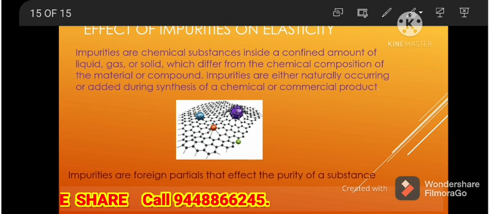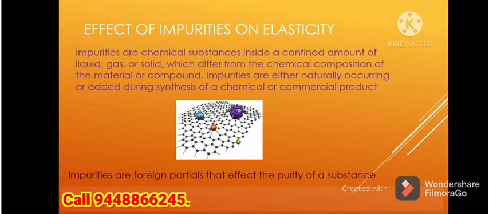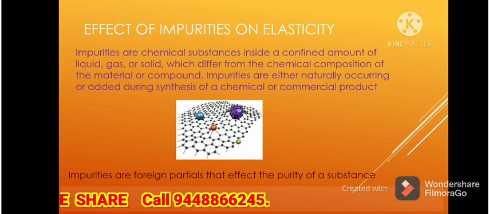What are these impurities? In simple terms, they are foreign materials or particles that affect the purity of the substance. By that, the pure substance is altered, and it can be modified according to requirements in engineering. That means, as I told you, man-made materials come in. By adding these impurities, finally we get the desired qualities of the material, and we can fix their applications for various uses.